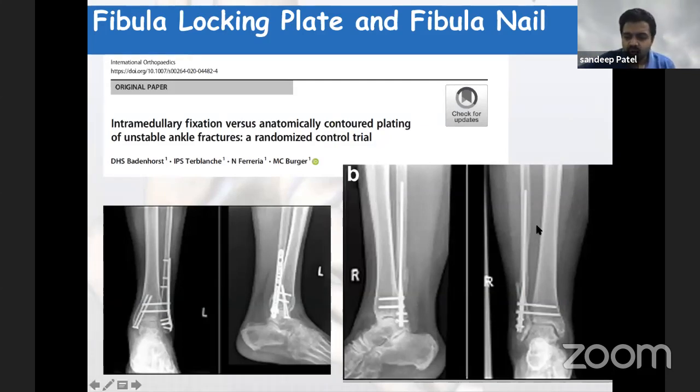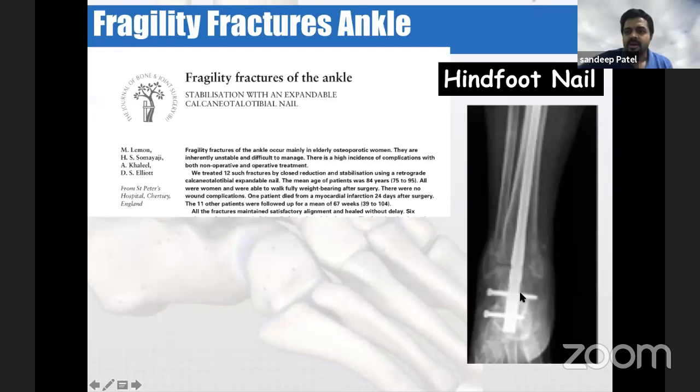We don't have fibular nails over here, and I don't recommend them, but people are coming up with them for osteoporotic fractures. Then hindfoot nails, I mean, this is something out of the box. Initially we wonder what is happening, a hindfoot nail for an ankle fracture.